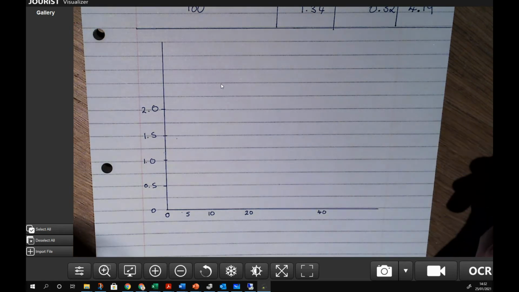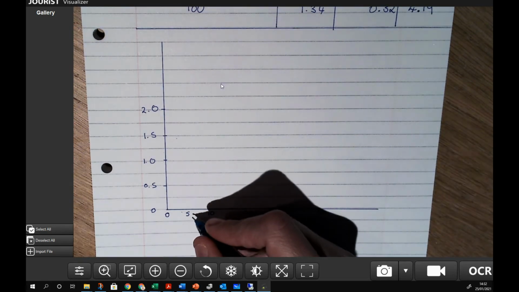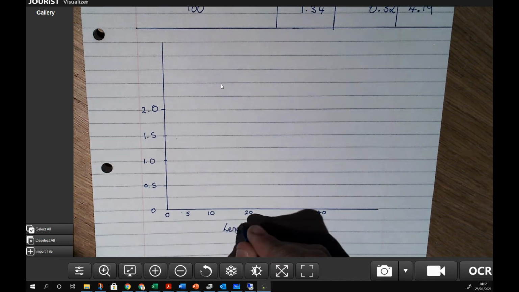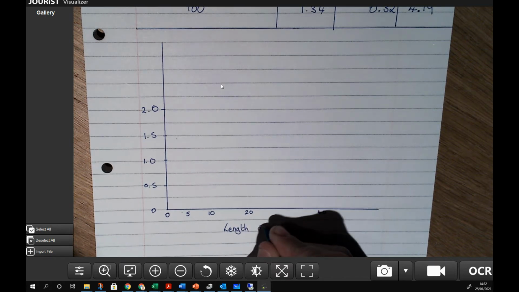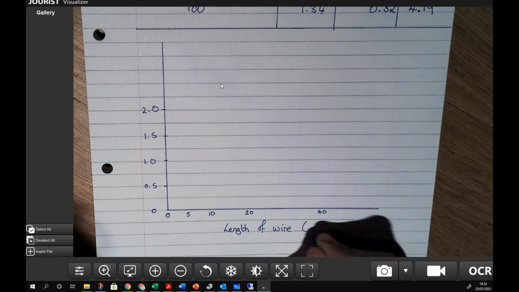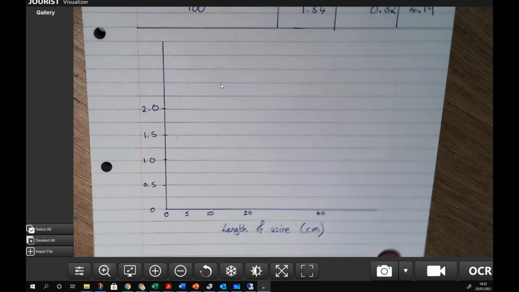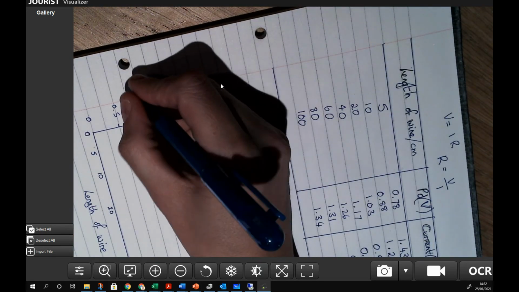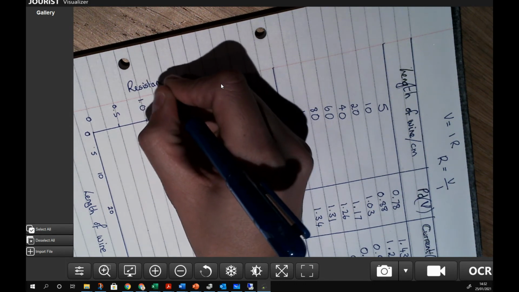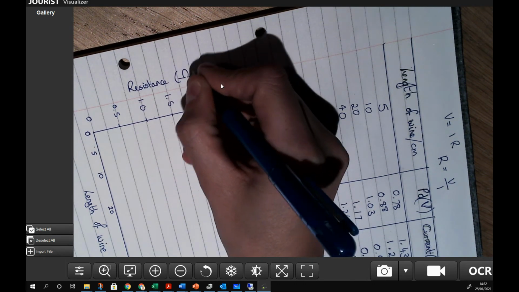Okay, now unfortunately I haven't got any graph paper, but I'm just going to show you what this graph would look like. So we've got our length of wire will go along the x-axis, and that's in centimetres. And we've got resistance in ohms going up the y-axis.